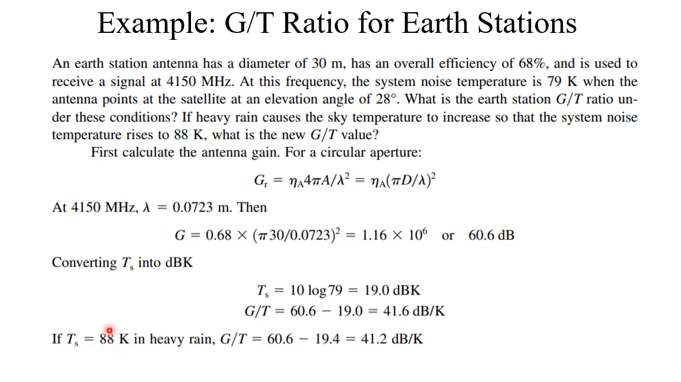Now for the second part, if the temperature rises to 88 Kelvin, under this condition the corresponding dB value will be 19.4, so G by T becomes 41.2 dB per Kelvin. Okay, so you can see that there is a small change in the G by T ratio under heavy rain condition.